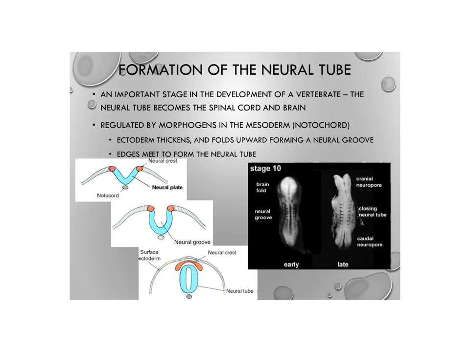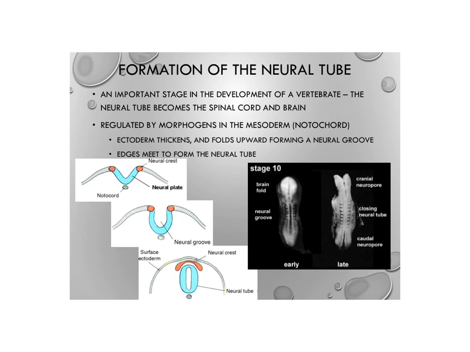All right, last little bit, I want to talk a little bit about the neural tube. An important stage in the development of a vertebrate is the formation of the brain and spinal cord. It happens by way of this structure called a neural tube. This is how the brain actually begins to form. It's regulated by morphogens that are found in the mesoderm cells in a structure called the notochord, which is a unique structure to all chordate animals. That's how they got their name. Notochord indicates it's a chordate.